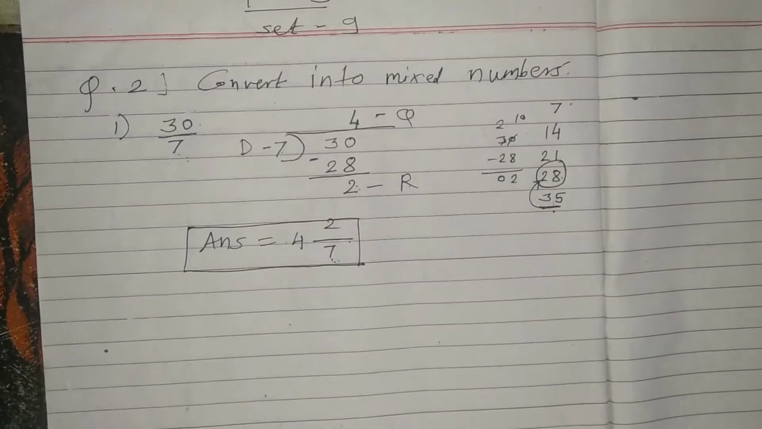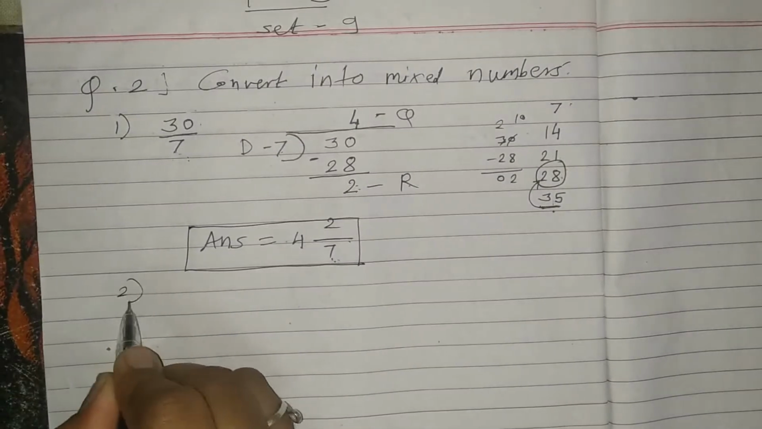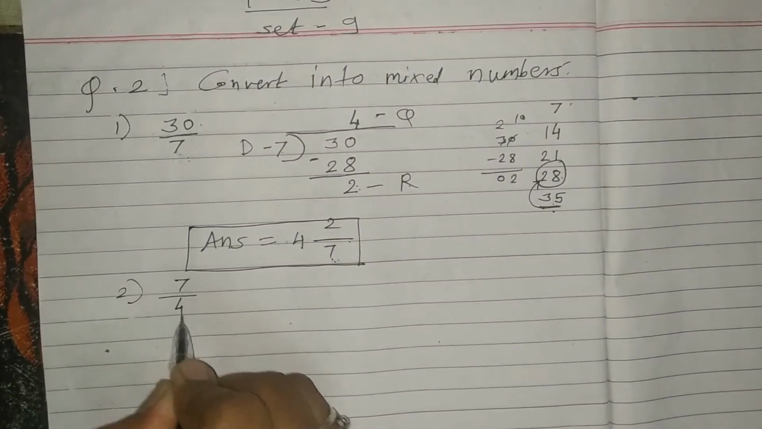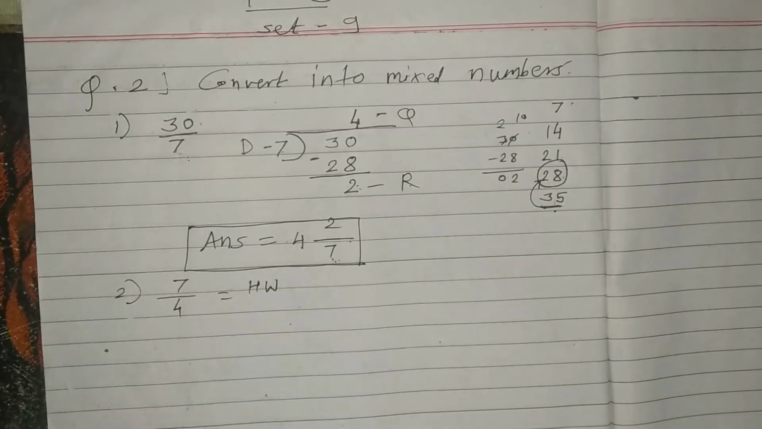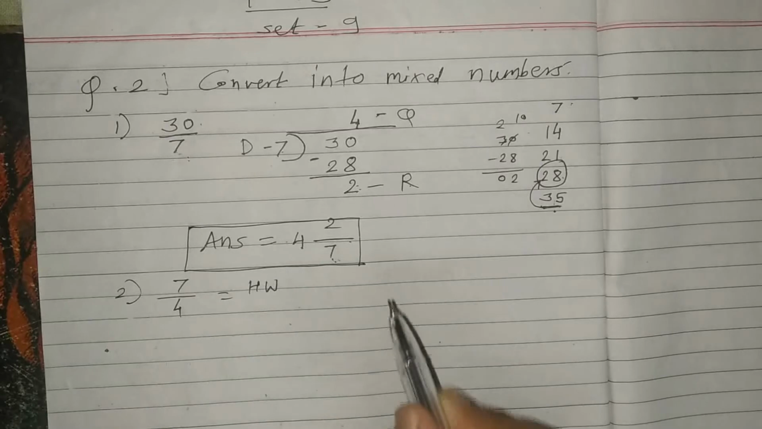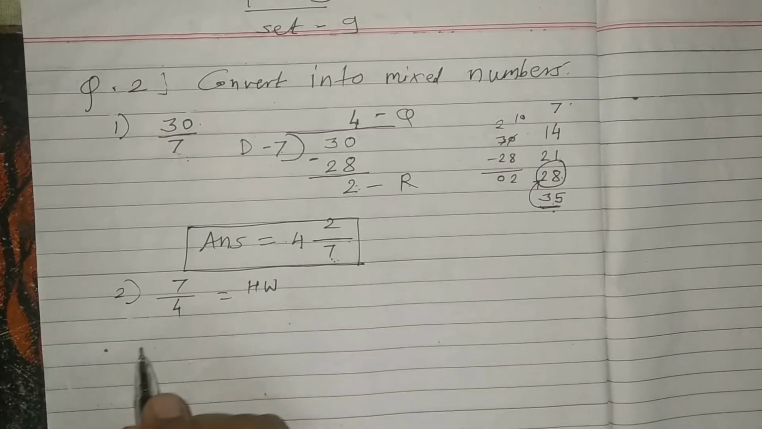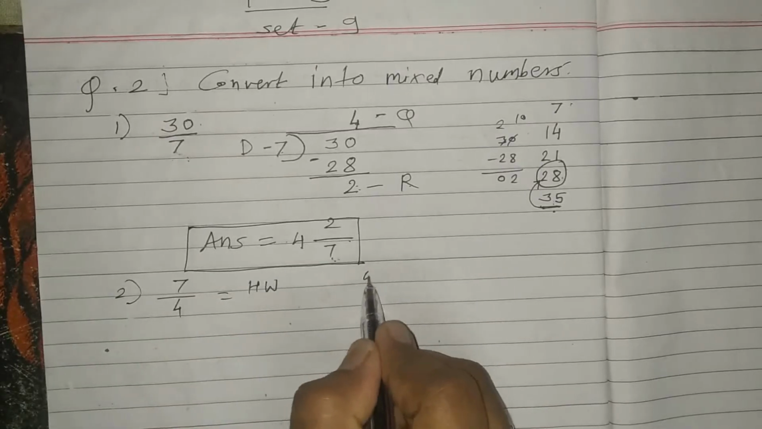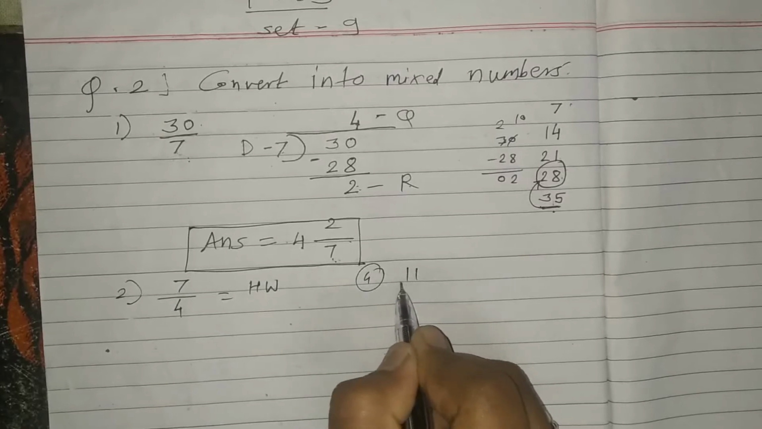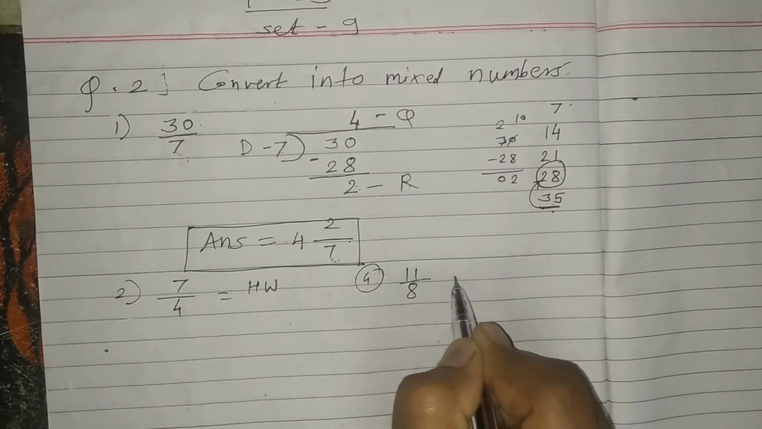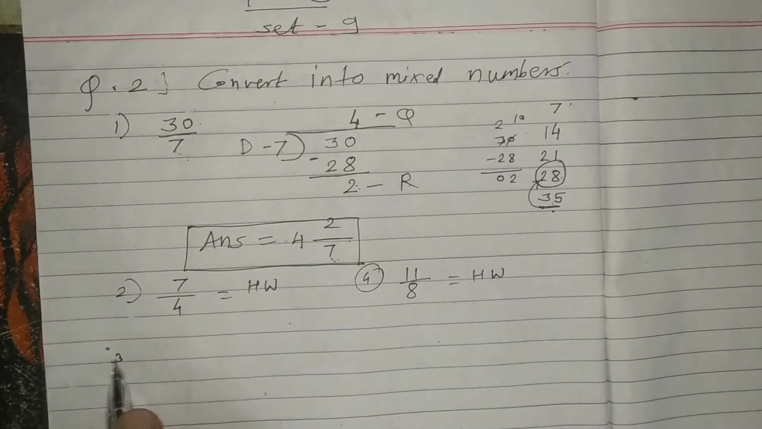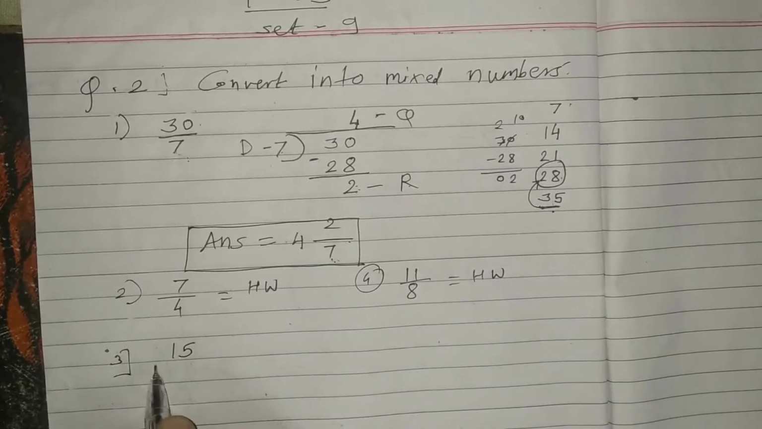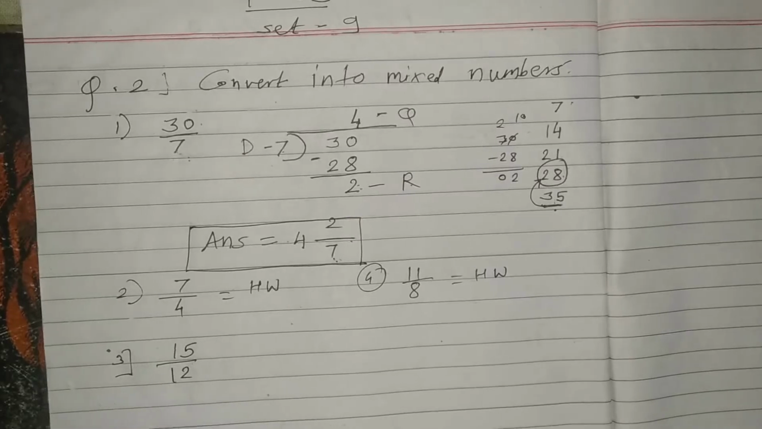Understand? The second one, will you do it as homework? It is a simple one with single digits, so I will give it as homework, as well as the fourth one, 11 upon 8. A simple one I am giving for homework. Okay, now see the third problem: 15 upon 12. Very easy, students.